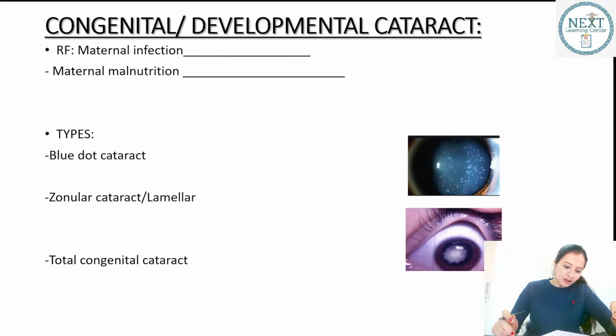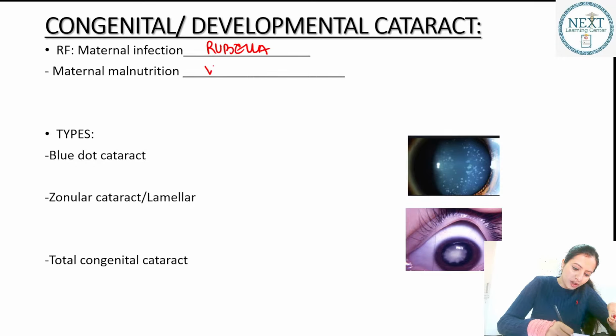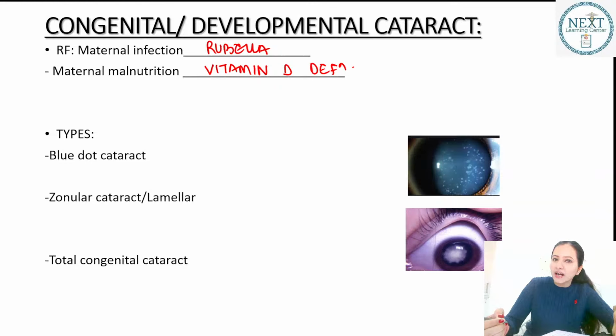Then congenital or the developmental cataract. Remember, most common risk factor is a maternal infection of rubella and maternal malnutrition of vitamin D deficiency. If we talk about the types that are important for your exam, this is how your blue dot cataract looks like. Multiple blue dots that are dispersed all over the lens.